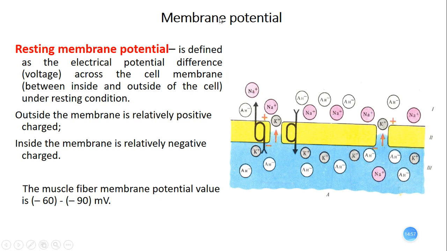And then we have the membrane potential. So for membrane potential, we have two potentials. One is called the resting membrane potential, and one is called the action potential. The resting membrane potential is the electric potential difference or voltage difference across the cell membrane, for example, between inside and outside of the cell under resting conditions.